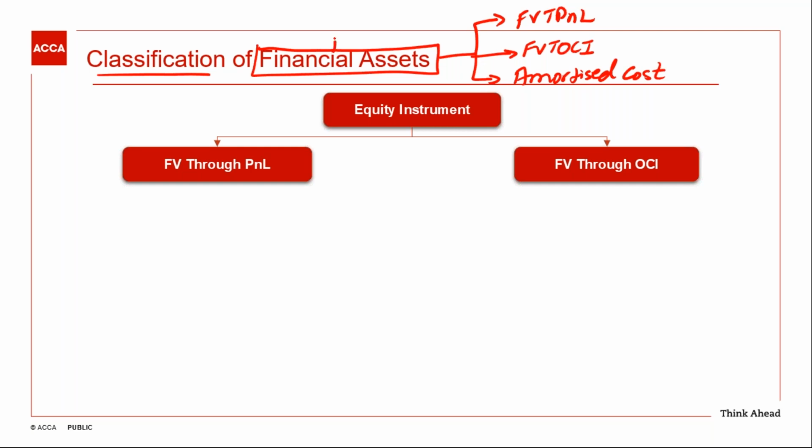Now, when we say financial asset, it is either an equity instrument of another entity or it is going to be a debt instrument of another entity. Because financial instrument is my asset and either equity of the other or the debt of the other. So if we talk about an equity instrument of another entity, these can be classified in only two categories: fair value through P&L and the fair value through OCI. These cannot be classified in the amortized cost category.